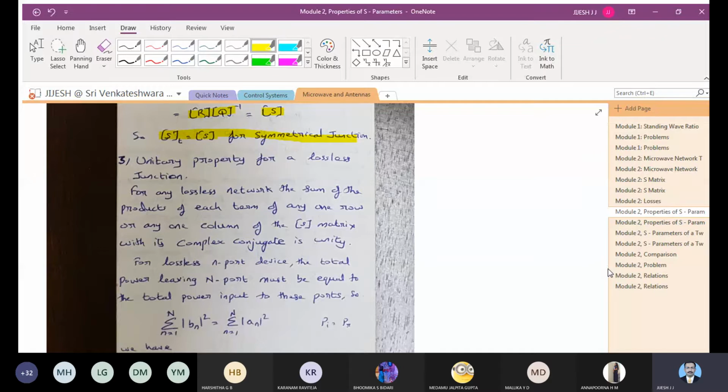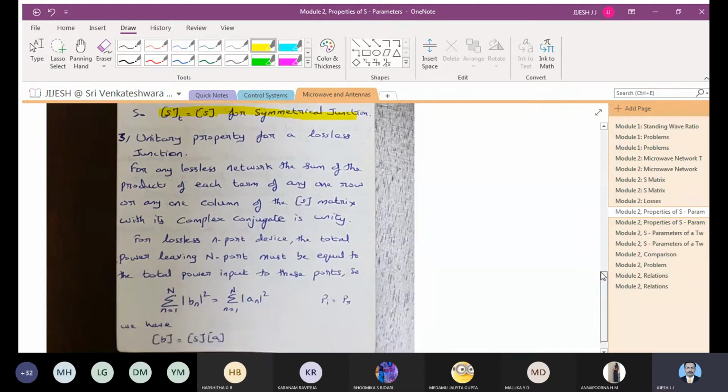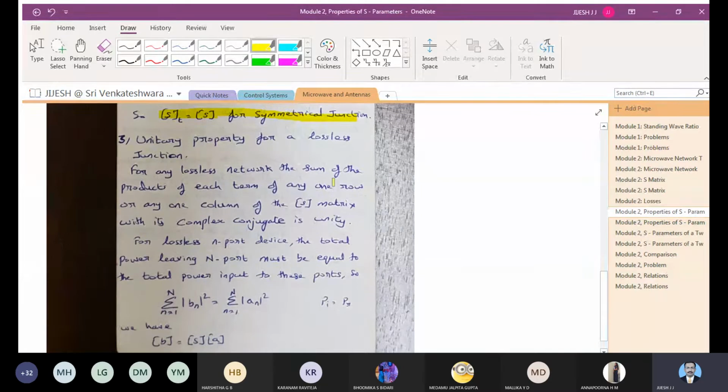So the third property is the unitary property for a lossless junction. Here we will be using some sigma properties and all those things. So just note down these things. We will explain it in detail. Just note down the unitary property for a lossless junction.